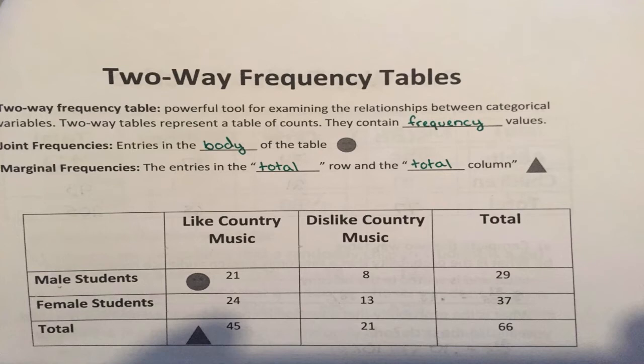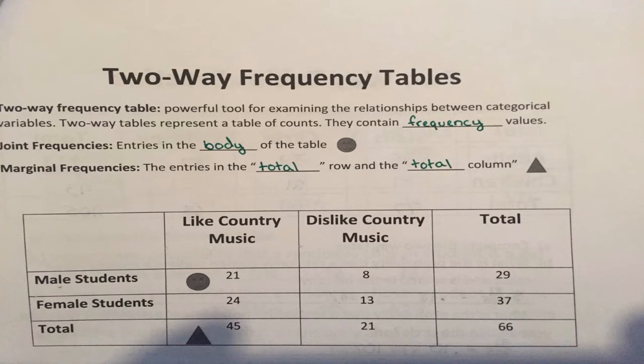Once you have finished that practice, I want you to do the two-way frequency tables. A two-way frequency table is a powerful tool for examining the relationship between categorical variables. Two-way tables represent a table of counts. They contain frequency values. Joint frequency is entries in the body of the table. For instance, the circle with a smiley face goes with the 21, which indicates the number of male students who like country music. The body is anything that's not a total. So the 21, the 24 right under it, the 8, and the 13 would all be considered the body of that table.